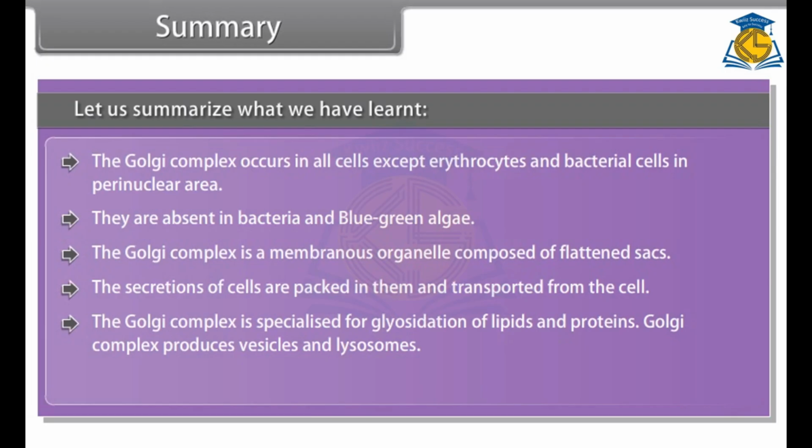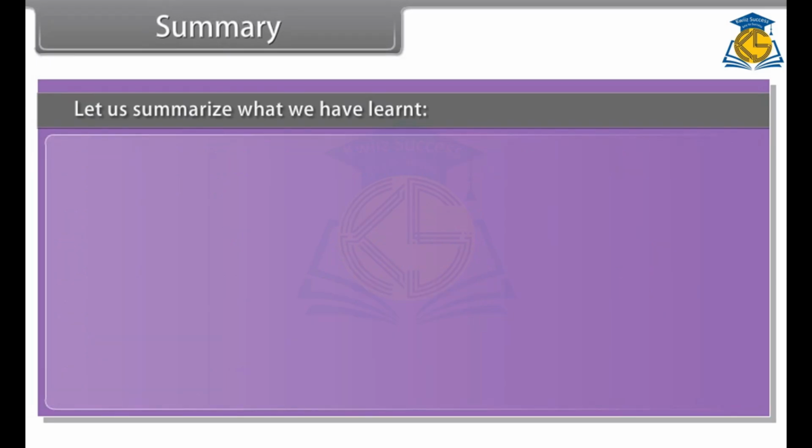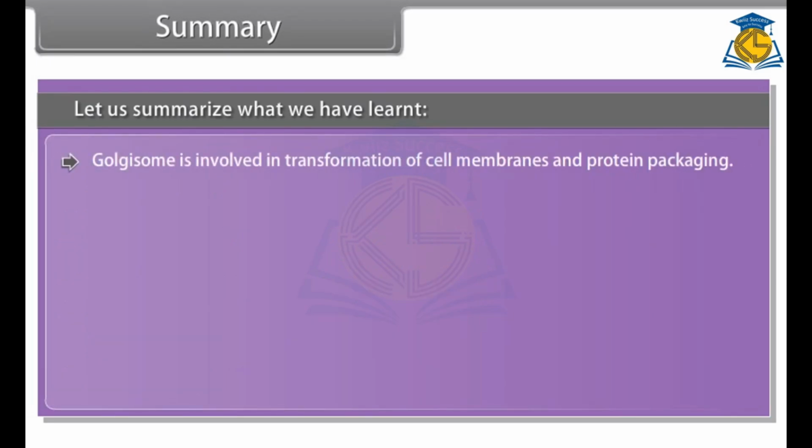The Golgi complex produces vesicles and lysosomes. ETC is not a component of the Golgi complex. The Golgi complex is involved in transformation of cell membranes and protein packaging. The Golgi complex is the export house of the cell.